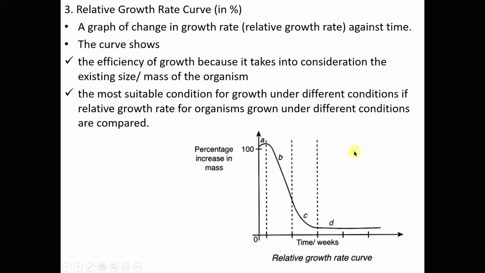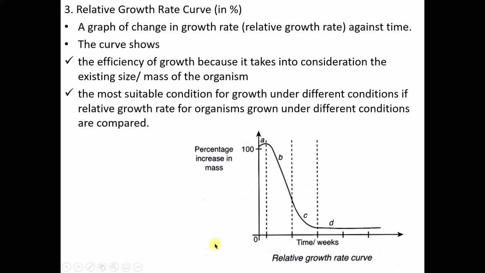Now the third growth curve is the relative growth rate curve, which is usually represented in percentage. This relative growth rate curve is a graph of change in growth rate, or relative growth rate, against time. So the curve will show you the efficiency of growth because it takes into consideration the existing size or mass of the organism. You can see here at week 1, this is the size of the organism. As time progresses, the relative growth rate decreases.